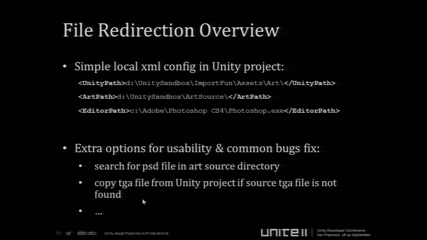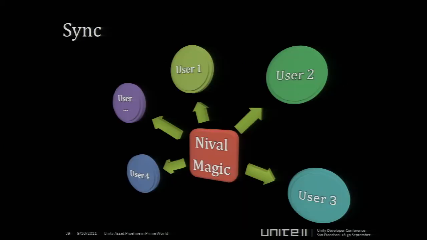Or, for example, we can copy a missing file from the Unity project if it's not present in the art source project. And I'm sure that you can do any other stuff like this. So how do we deliver all this naval magic to the artists that we have in our project?